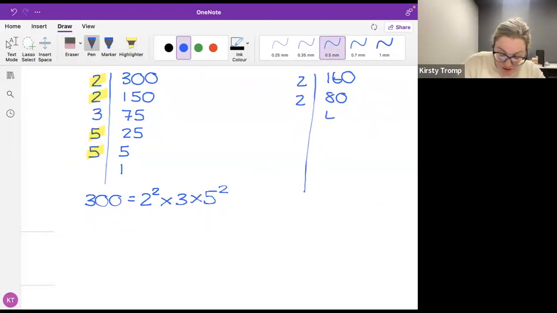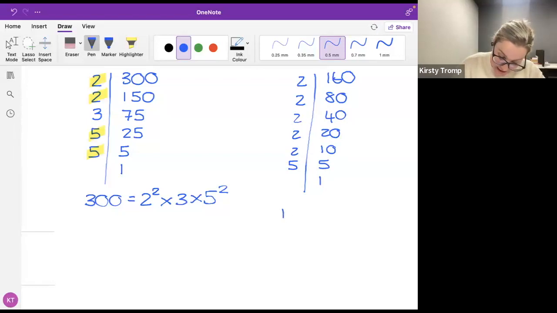80 divided by 2 gives me 40. 40 divided by 2 gives me 20. 20 divided by 2 gives me 10. 10 divided by 2 gives me 5. Can 2 go into 5? No, but I can put 5 into 5, and that gives me 1.